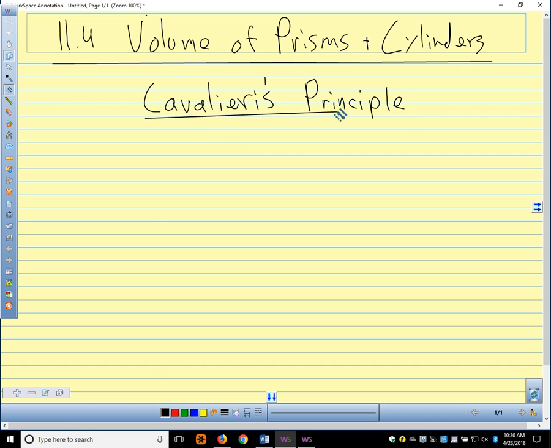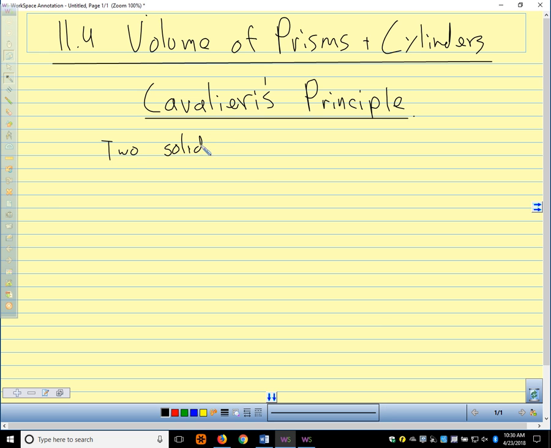Cavalieri's principle says that two solids with the same base, shape, and height, I'm kind of paraphrasing a little bit, have the same volume.